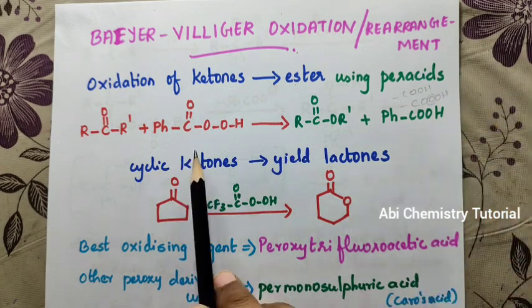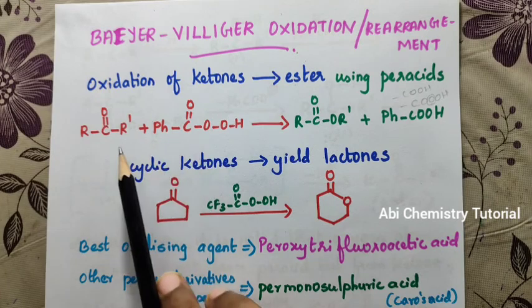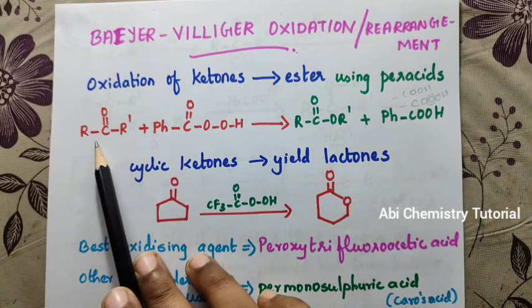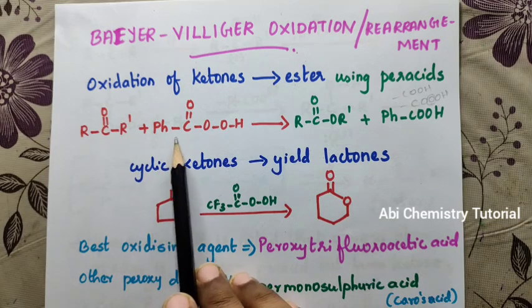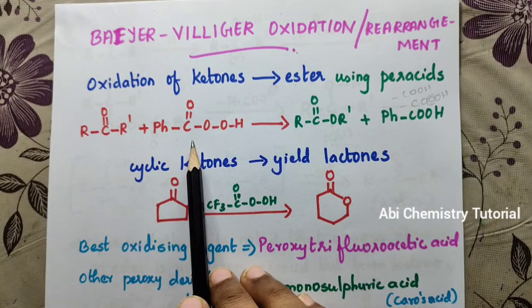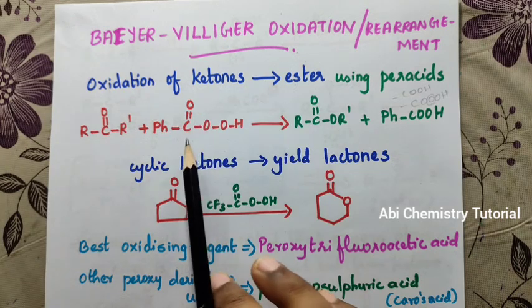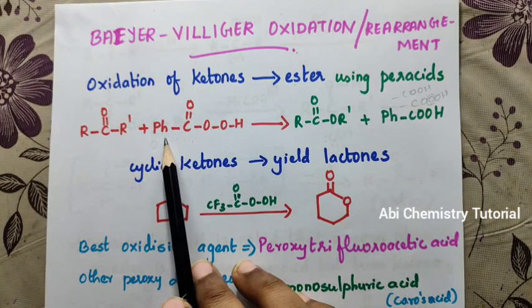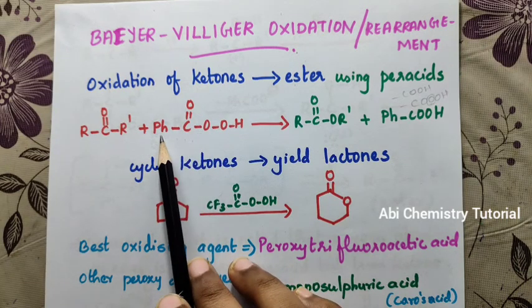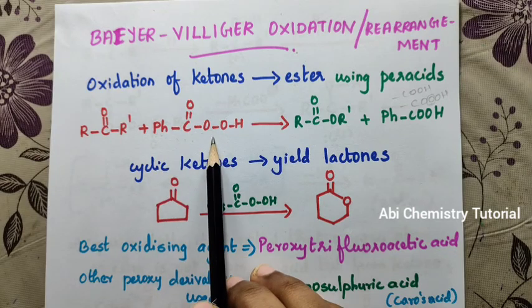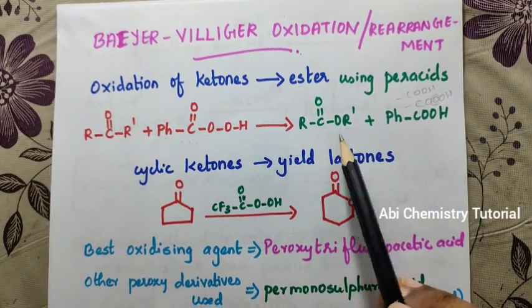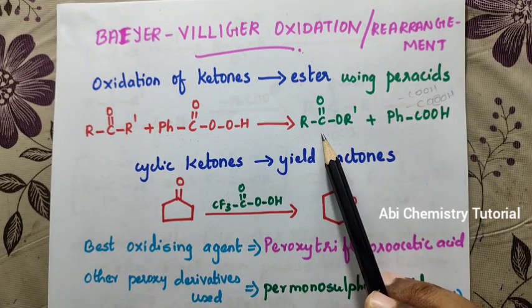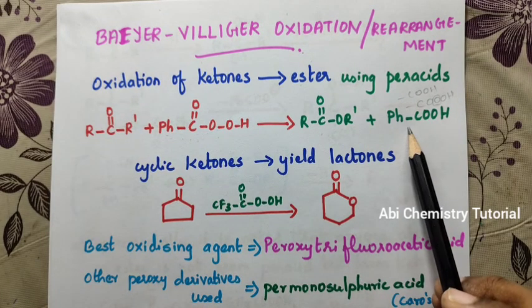So this is the general reaction. This is a ketone, as you can see, two alkyl groups with the carbonyl group in the middle. It reacts with a peracid, that is perbenzoic acid. This is perbenzoic acid, so we have a phenyl group here. It gives an ester, and benzoic acid is the byproduct we get.